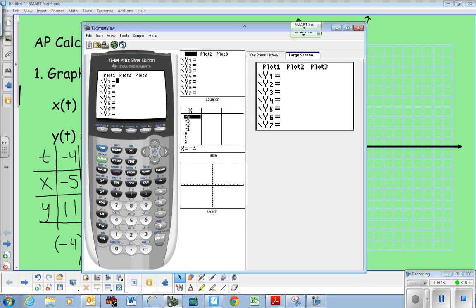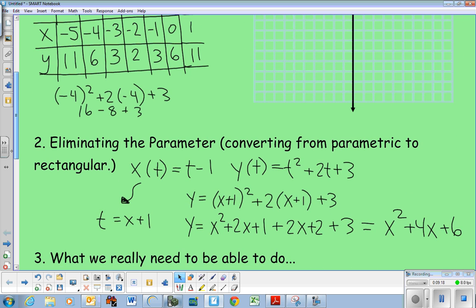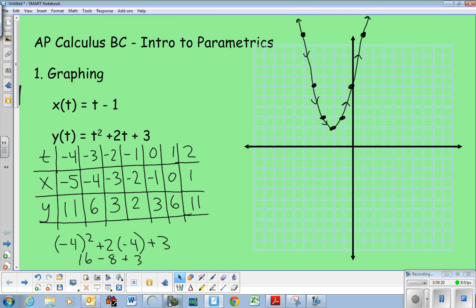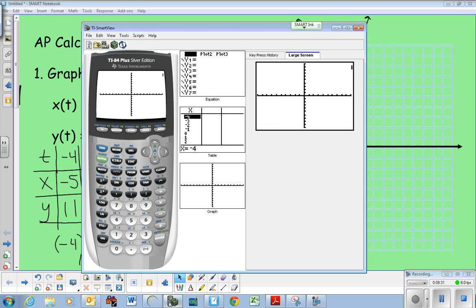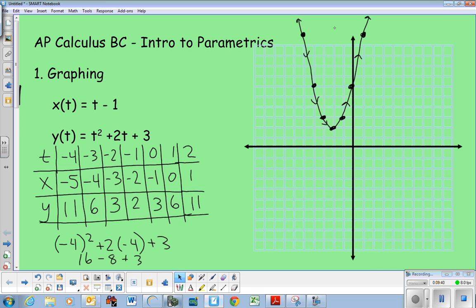And let's go find that equation we just found. That was x squared plus 4x plus 6. X squared plus 4x. My button produces x's now. Plus 6. If we go to the picture, we get the exact same picture. It's just now it's y in terms of x instead of x and y both in terms of t. So that's just our kind of intro.